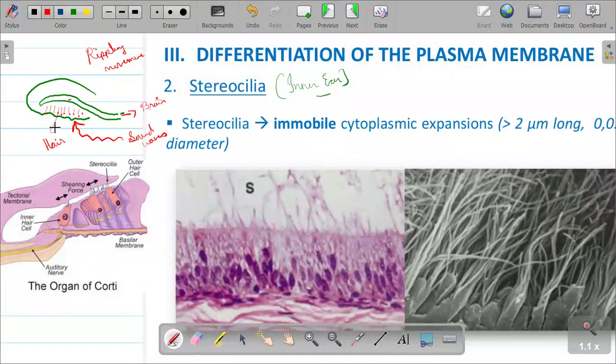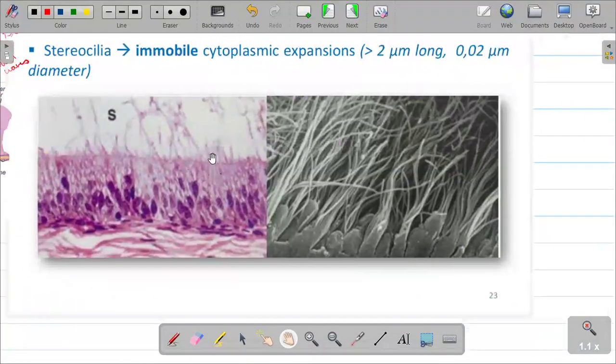They cannot move. They can only wave; they'll create some wave movement. So these are the hair cells which are found in your ear.